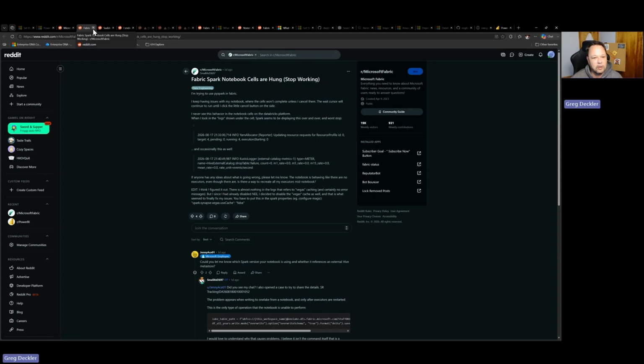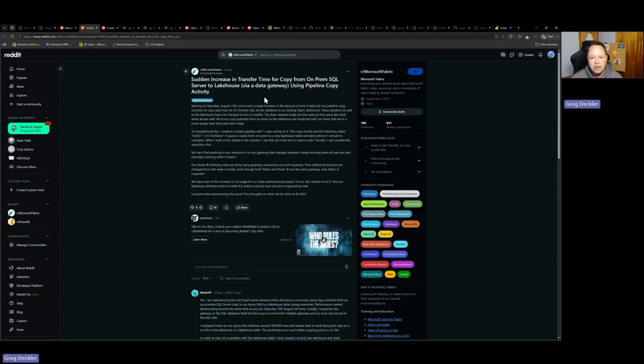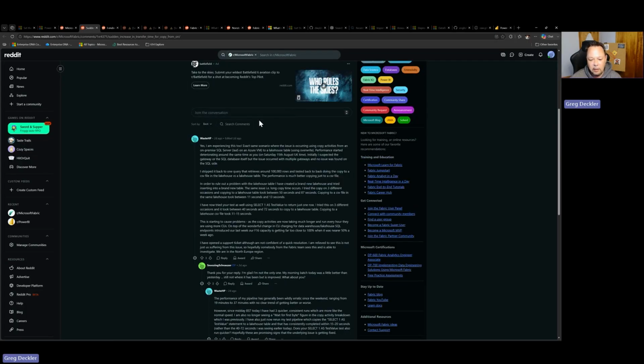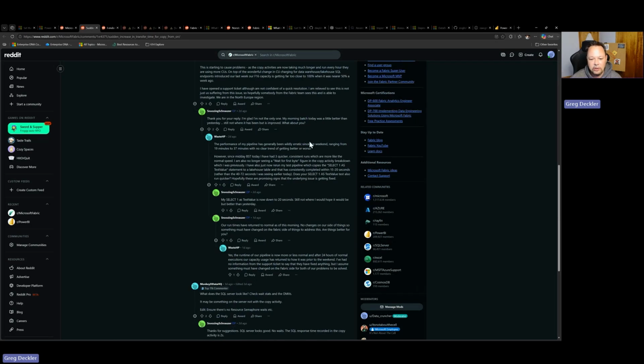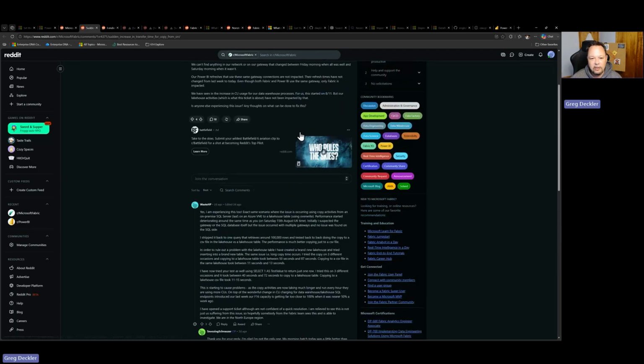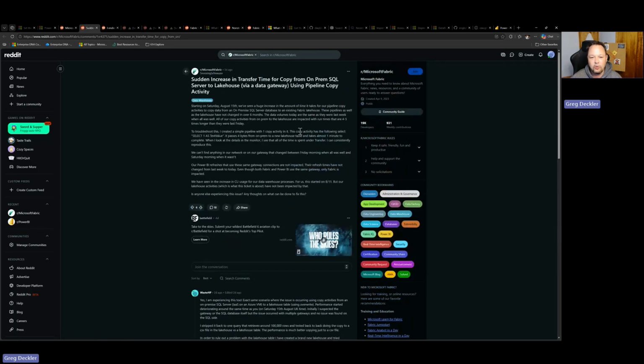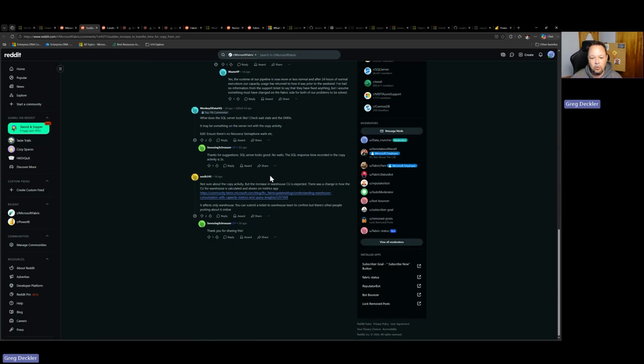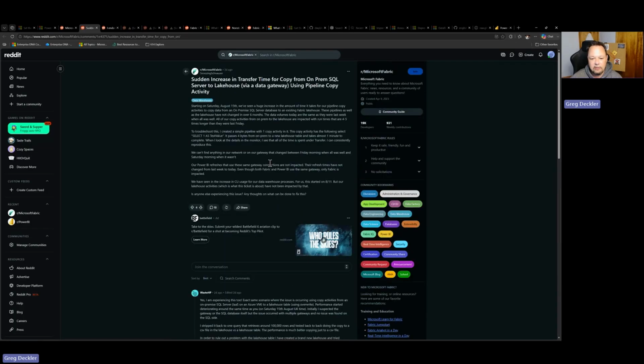Good job, Microsoft Fabric. Sudden increase in transfer time for copy from on-prem SQL Server to Lakehouse via data gateway using pipeline copy activity. So basically, they're trying to do that, and sometimes it takes 14 minutes, sometimes it takes 37 minutes. It's all over the board, right? And on top of that, they're seeing that it's costing more CUs, which is expected because it's a data warehouse. And remember, Microsoft changed the rules around how they allocate CUs and that sort of stuff.